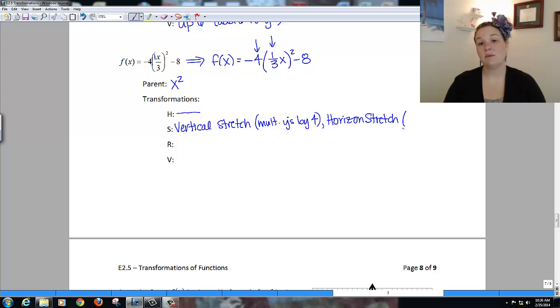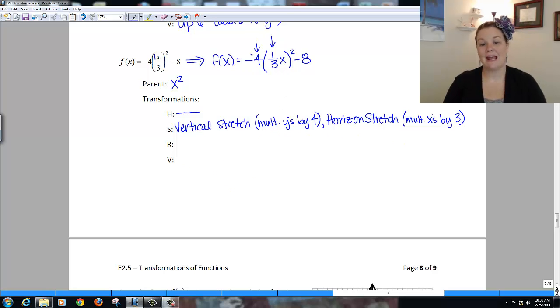Okay. And in my table of values, remember, we do the opposite. So here, if I'm multiplying by 1/3, I'm actually going to multiply my x's by the reciprocal. So I would multiply the x's by 3. Okay, only on x's do you have to do the opposite operation, okay, or the reciprocal. All right, so I have my vertical stretch, my horizontal stretch.